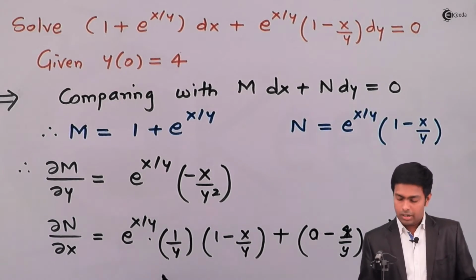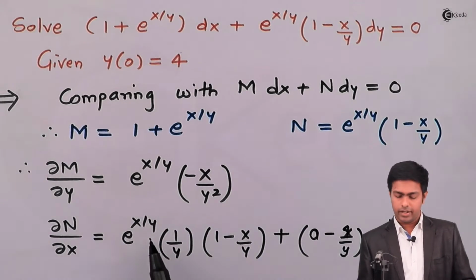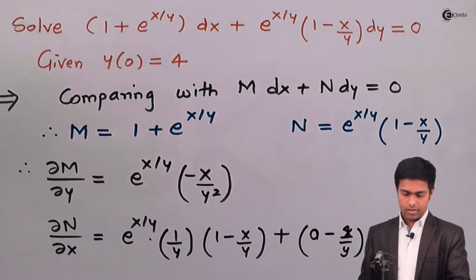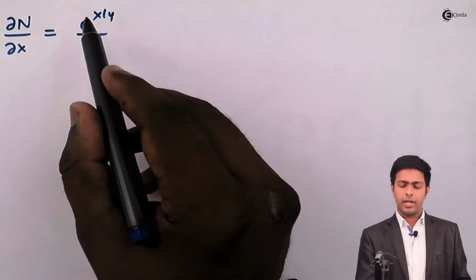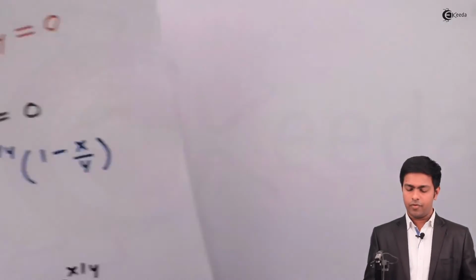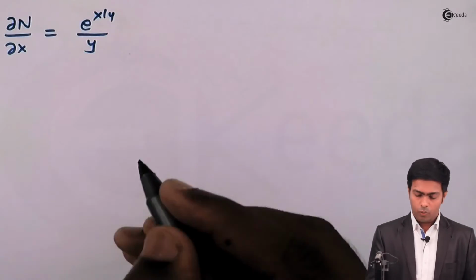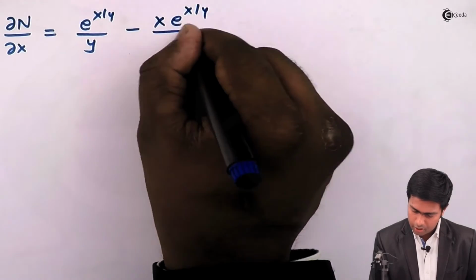So if we simplify this term, then we will get e raised to x upon y into 1 upon y. So dou n upon dou x is equal to e raised to x upon y, and if I multiply this term into the bracket, then 1 into that term will be the same, then minus x upon y into this term will be minus x e raised to x by y upon y square.